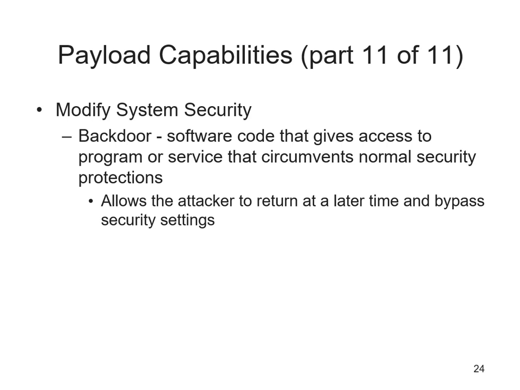Now the next one is a backdoor, which modifies system security. It is software code that gives access to program services and circumvents the normal security protections, allowing the attacker to return at a later time and bypass the security settings. For example, if you have not enabled remote desktop connections or the default shares on the computer, that software is totally capable of doing that. Maybe it would be removed initially, but it has copies of it which are placed in different parts of the computer. They'll get active with the passage of time, and then they'll be ready to launch any kind of attacks.